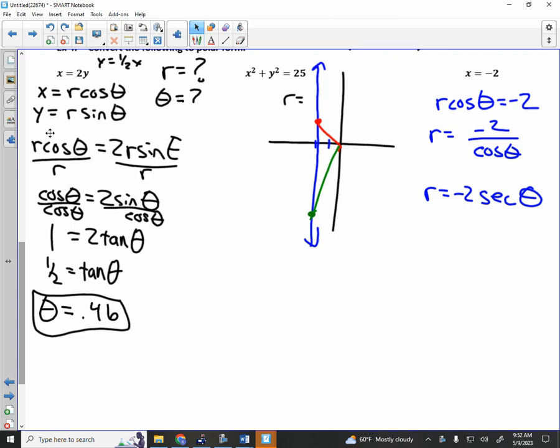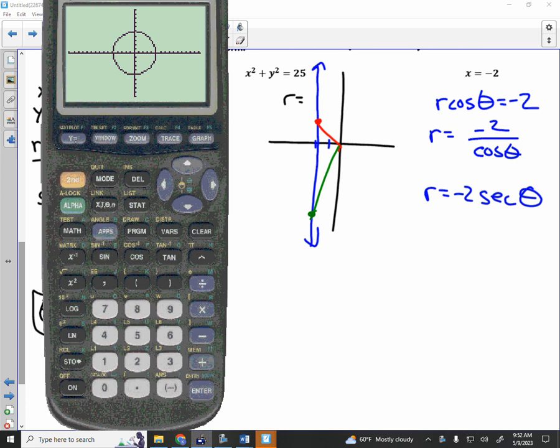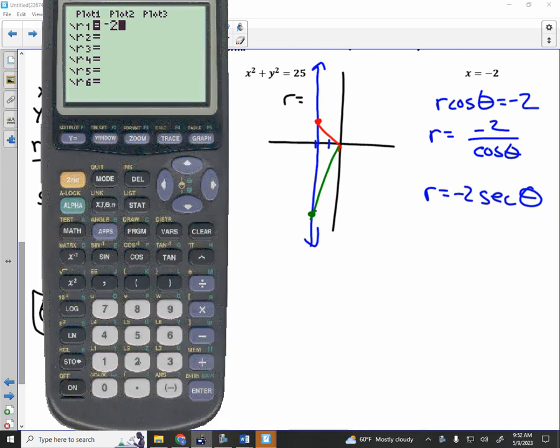Watch what happens when I go to my calculator and I plug this in. I go into y equals, and it says r is equal to -2, and we don't have a secant button, so we have to do divided by the cosine of theta on our calculator. And then as we press graph, notice how it produces for us a vertical line, which before was impossible for us to be able to graph.